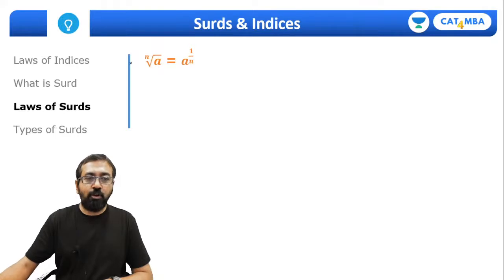So the first rule I have already explained: nth root of a can be written as a raised to 1 by n, right? So we have understood, for example, square root of 3 will be 3 raised to 1 by 2. We understood this point.